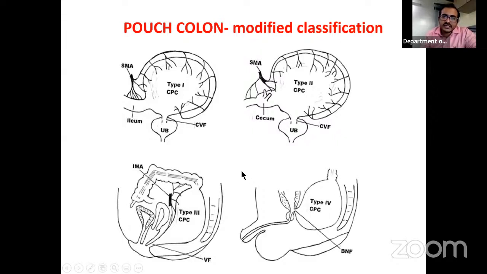In all these cases, they have a big fistula with either the urinary system or the genital system. This is a diagram of a female patient, where it is opening into the vestibule.